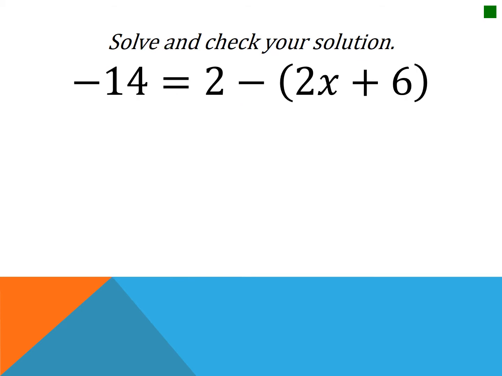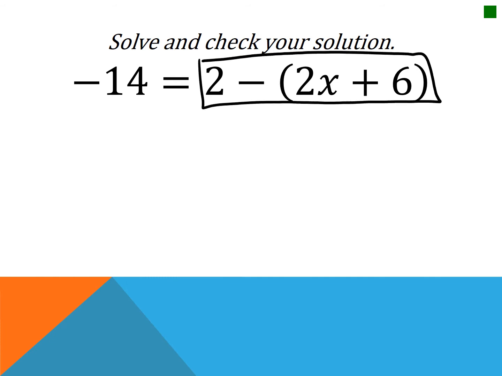Okay, now this is an equals. So we're going to look at the side that has the X. That's this side. See that minus? It's a minus and then a parenthesis. That's no good. I have to have a number there. So I'm going to put a 1.